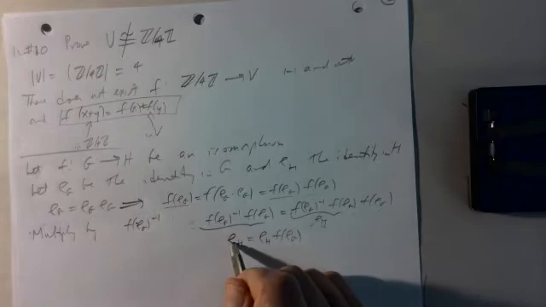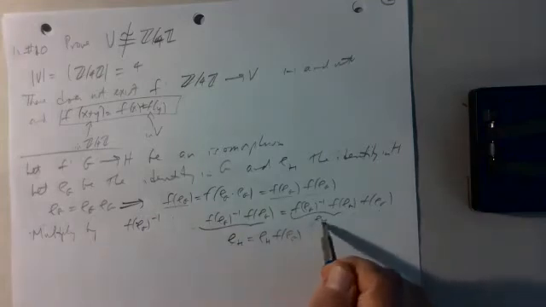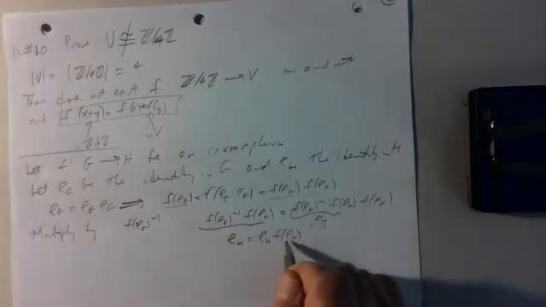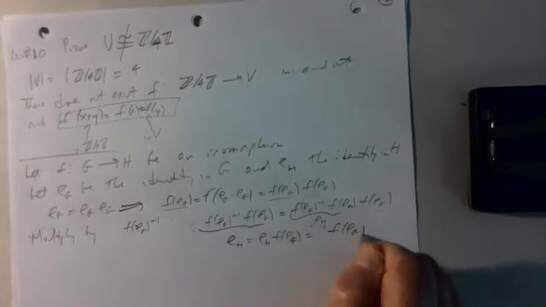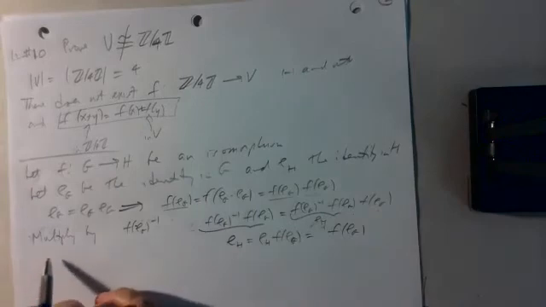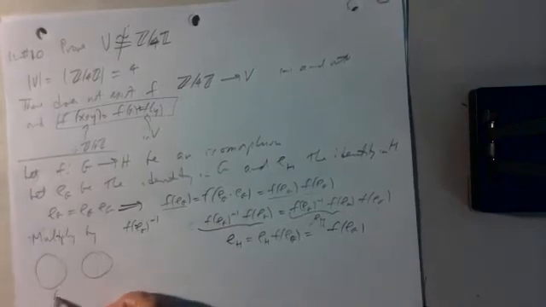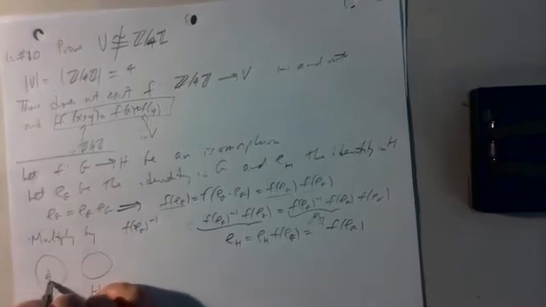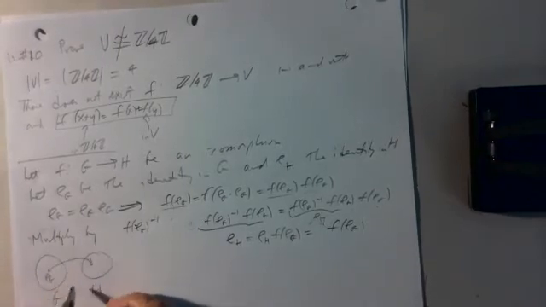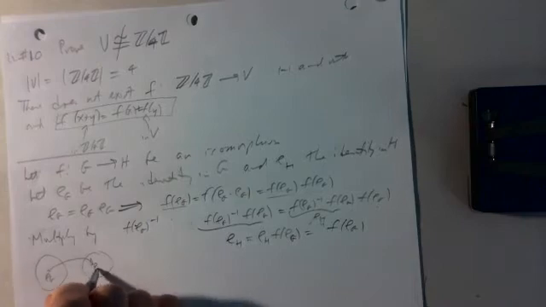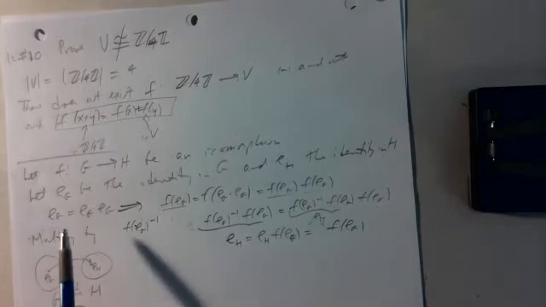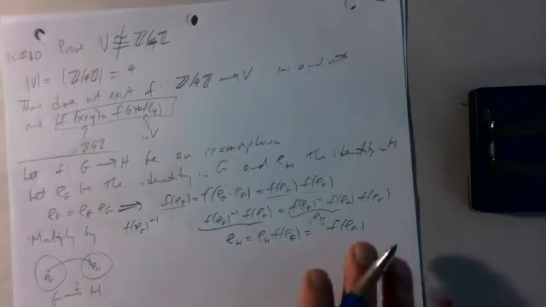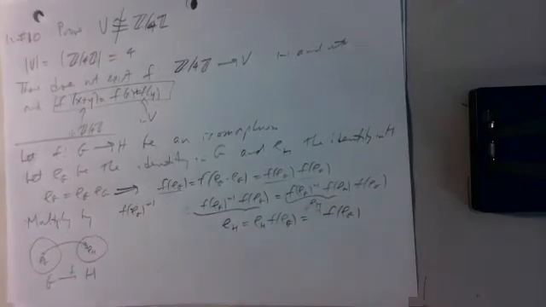So this is the inverse. This is the identity in H. This is the identity in H times f of EG. But the identity times anything is f of EG. So what this says is, whenever you have an isomorphism of groups, the identity always gets mapped to the identity. So you have this function f from G to H, and if it's an isomorphism, the identity goes to the identity. Right? That's this fact.